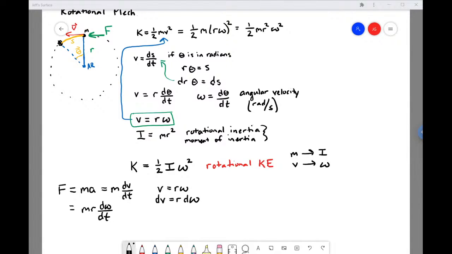So what we have is there's a new quantity in here. If omega is angular velocity, the derivative of angular velocity is a rate of change of a rate of change. It's radians per second per second. Let's call that alpha. That's how quickly the angular velocity is changing. That's an acceleration. It's angular acceleration.